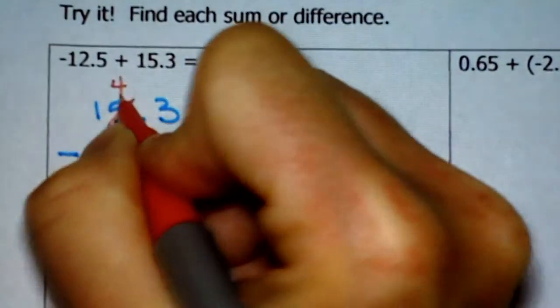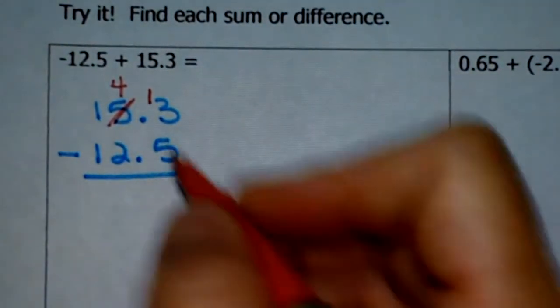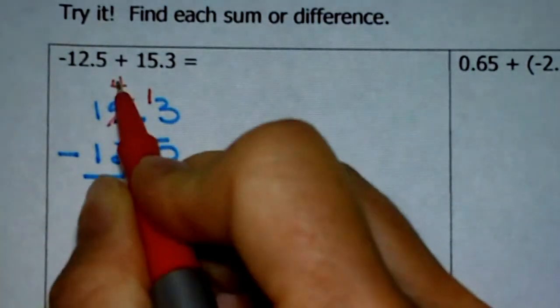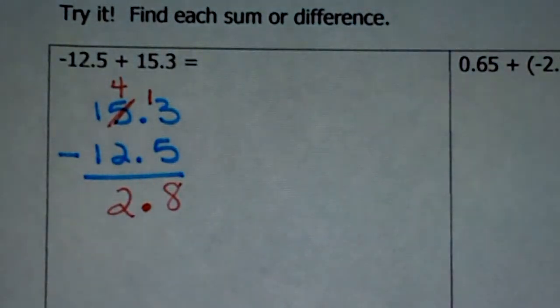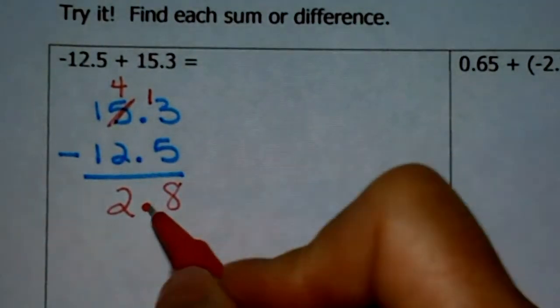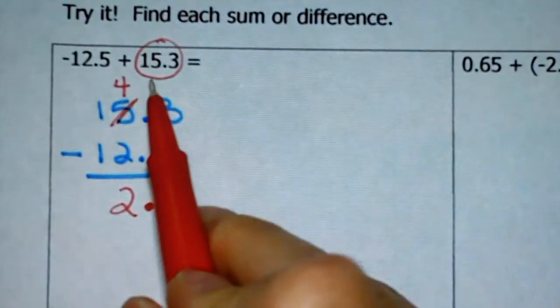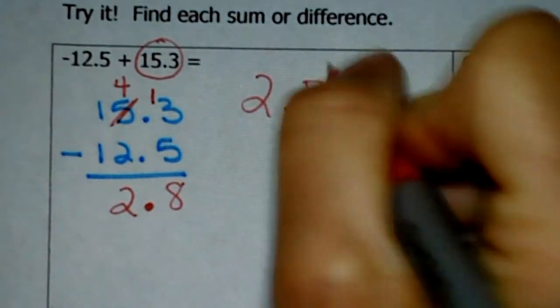I can't take 5 away from 3, so I'm going to borrow from this 5. And now I have 13 minus 5. 13 minus 5 is 8. I'm going to bring down my decimal point. 4 minus 2 is 2. 1 minus 1 is nothing. I don't need to put that down there. So I have 2.8. Now look at your original problem. In the original problem, the higher digit was positive. That means my answer is a positive 2.8.